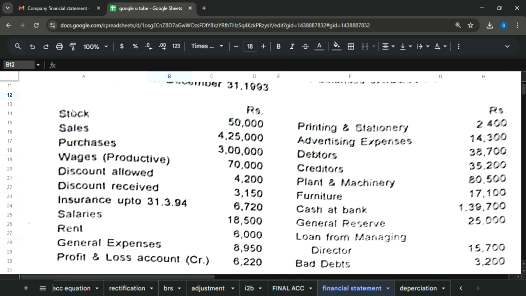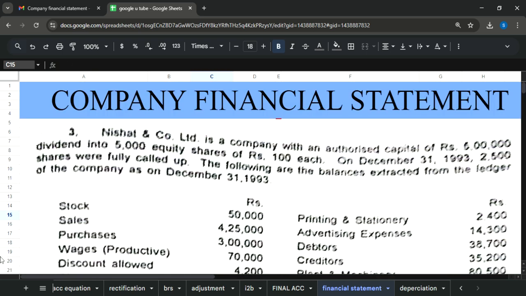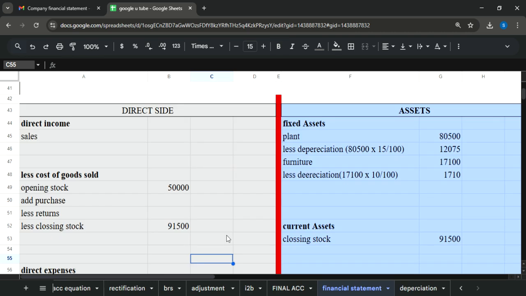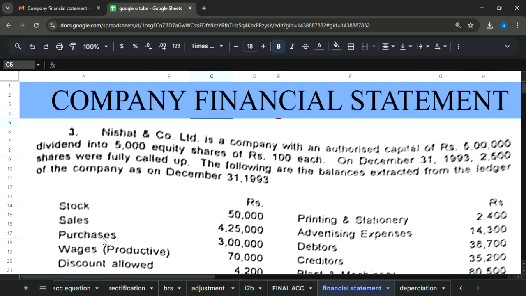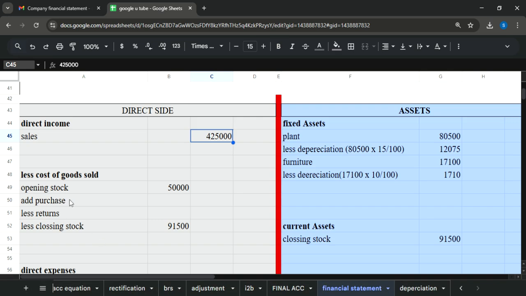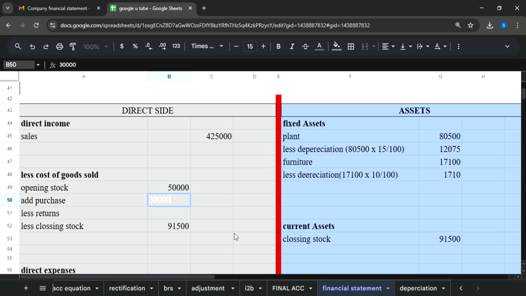After which we have sales. Its place is direct income, and here you will mention sales. The amount of sales is 425,000. So here 425,000 would be mentioned. So guys, after sales we have purchase and its place is already fixed. You can see that the amount of purchase is 3 lakh. Write down 3 lakh. Alright.